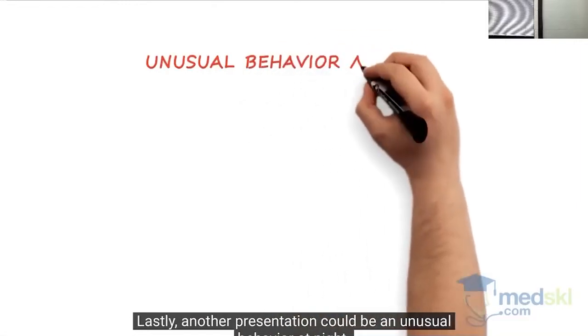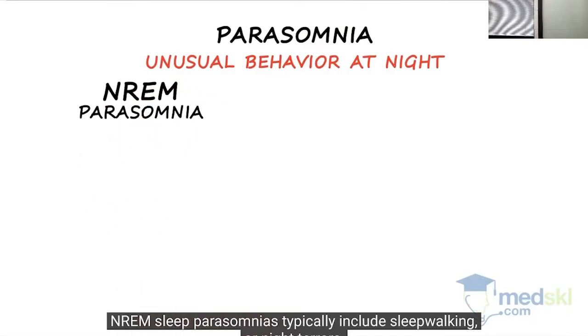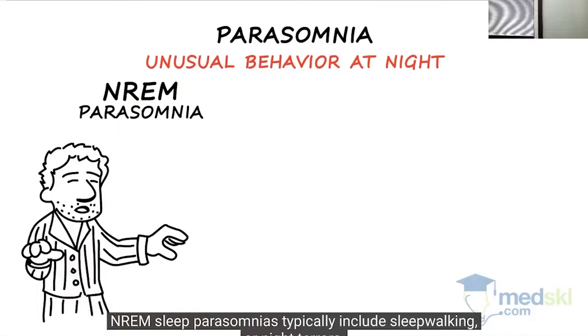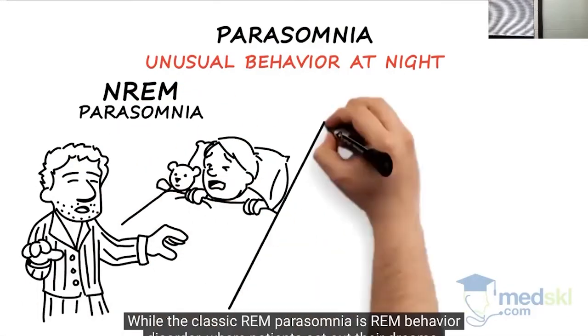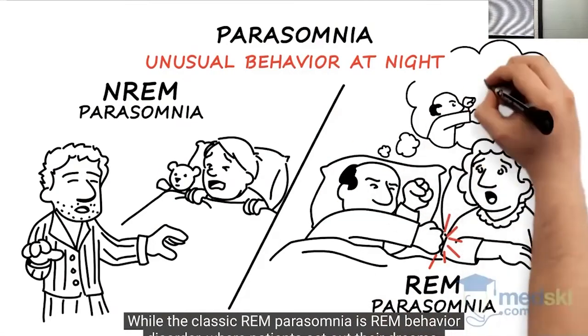Lastly, another presentation could be an unusual behavior at night. This is referred to as a parasomnia or disorder of arousal. These are often classified according to what stage of sleep they emerge from. Non-REM sleep parasomnias typically include sleepwalking or night terrors, while the classic REM parasomnia is REM behavior disorder, where patients act out their dreams.